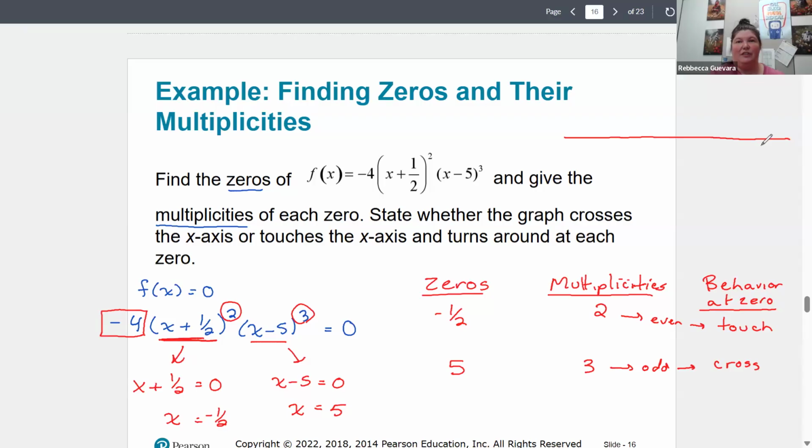If you're going to make a rough sketch of this, we know we have a zero over here, not to scale, I'm sorry. This will be my -1/2 here, and this will be my 5 down here. At this point, because we touch, we expect that we're just going to come up, touch there, turn away, and then come up to that 5. Because of that odd multiplicity, we expect we'll come up to that point, and then we're going to cross.